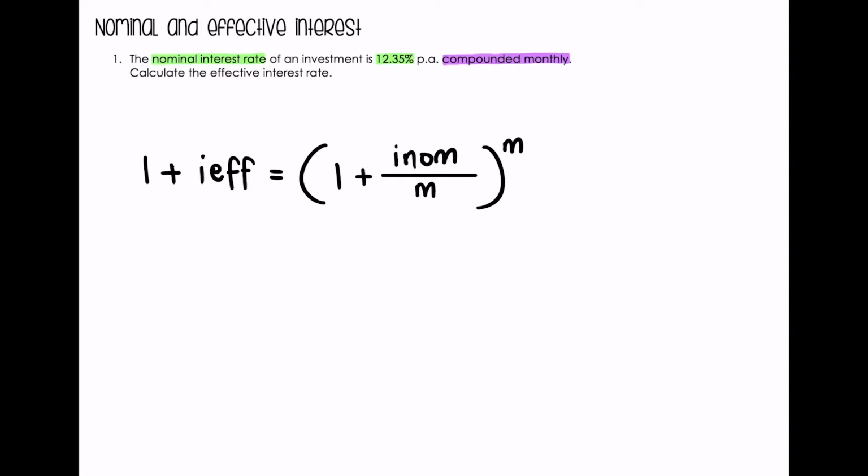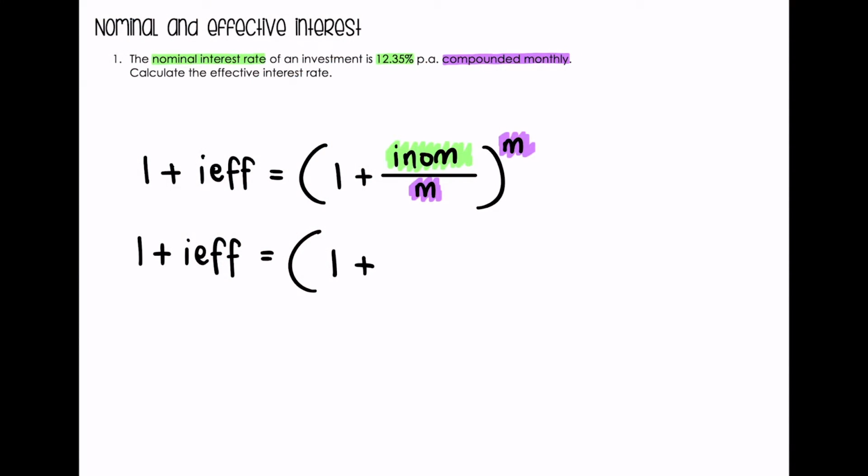So I have the compounding period, which is monthly, so my M is going to be 12, and I have my nominal interest rate, so I am going to substitute my nominal interest rate in place of nominal, and then I'll be able to calculate the effective interest rate. So 1 plus the effective interest rate is equal to 1 plus the nominal interest rate. Now it's an I value, right? So it's not an R, it's not the interest rate, it's the I value, which means that I still have to divide it by 100.